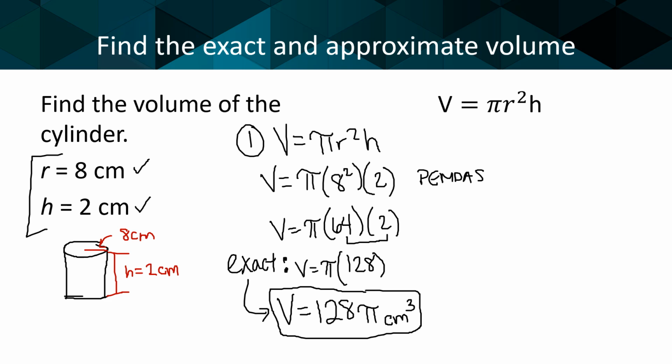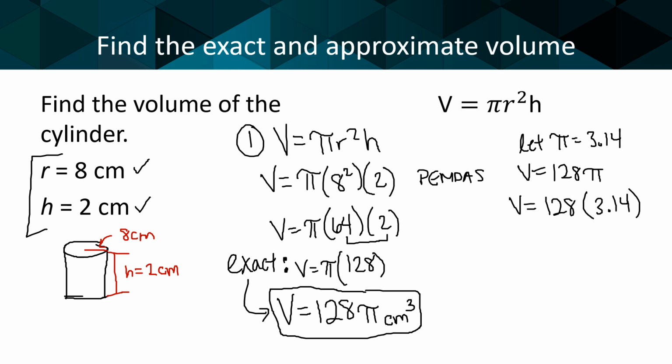To find the approximate answer, we just need to take one more step. We need to let pi equal 3.14. All right, so I'm going to bring up my exact answer here. Volume equals 128 pi. All right, and then I'm going to replace pi with 3.14, like I said right here, because I'm approximating pi. So volume equals 128 times 3.14. Okay, again, I can't do that one in my head, so I'm going to bust out my calculator, bust out yours as well.